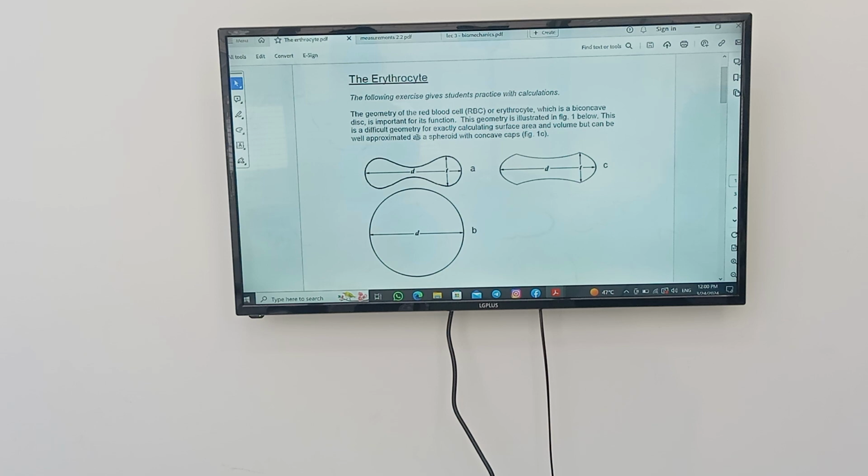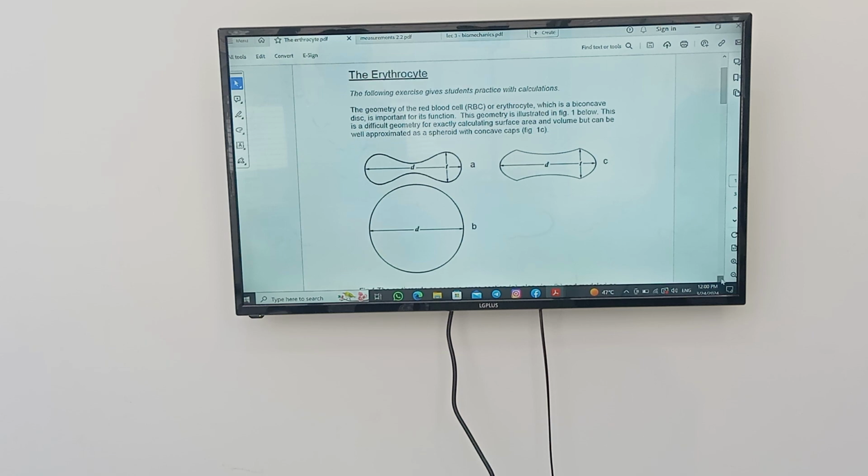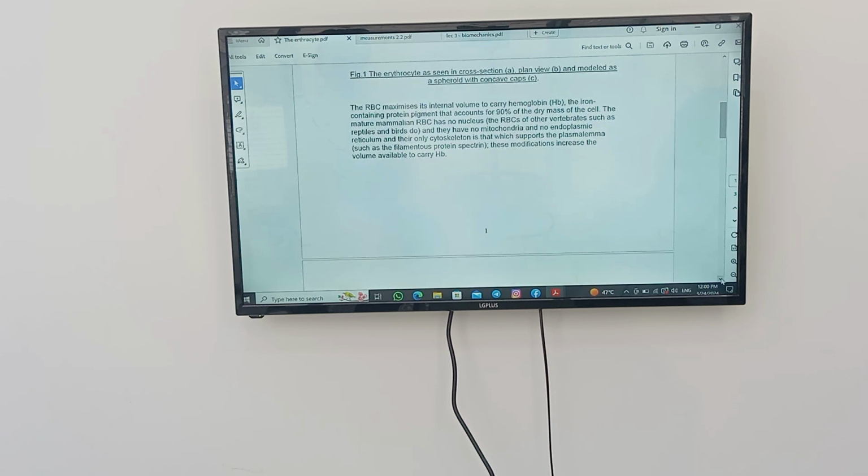It is a difficult geometry for exact calculation of the surface area or the volume because it's not a full circle where you just measure the radius and that's it. No, because it has a concave curve like this. The RBC maximizes its internal volume to carry hemoglobin, the iron-containing protein pigment, which makes up 90% of the dry mass of the cell. That's the reason the RBC is concave in shape.